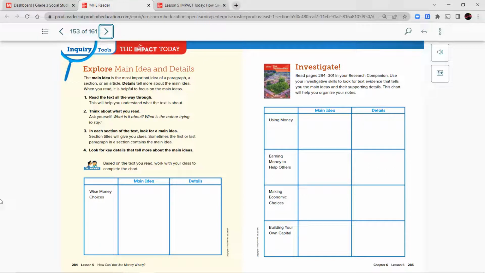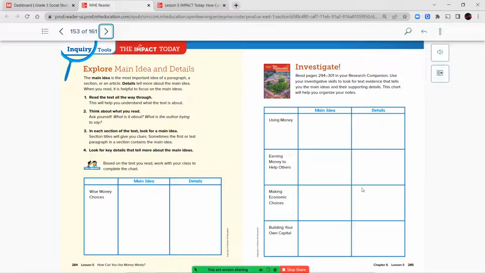So here we're looking at wise money choices. Now, the main idea that we got from the previous reading is that people need to make good choices when they spend money. Some of the details we read about can include thinking about whether you really need an item, how much it costs, should you save your money to spend it on something else that's more important, which one of the items should you buy. All of those can go into your details section.